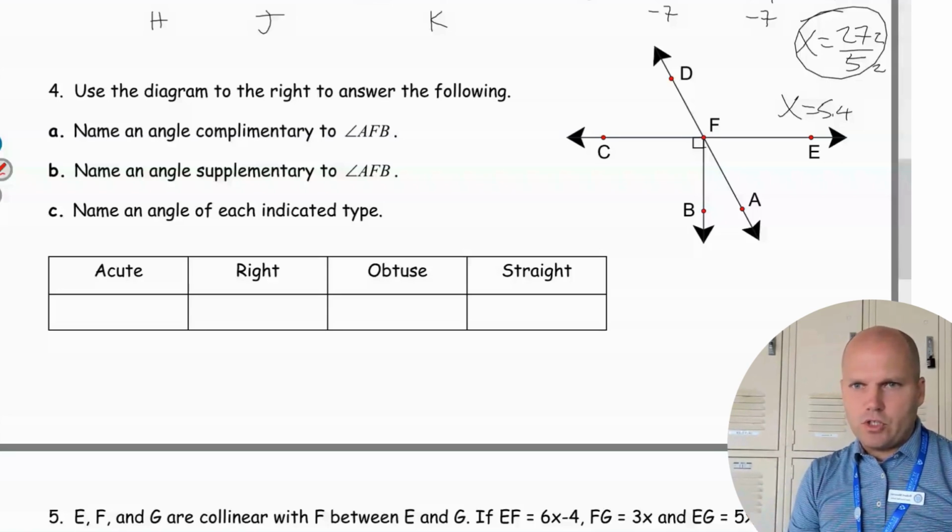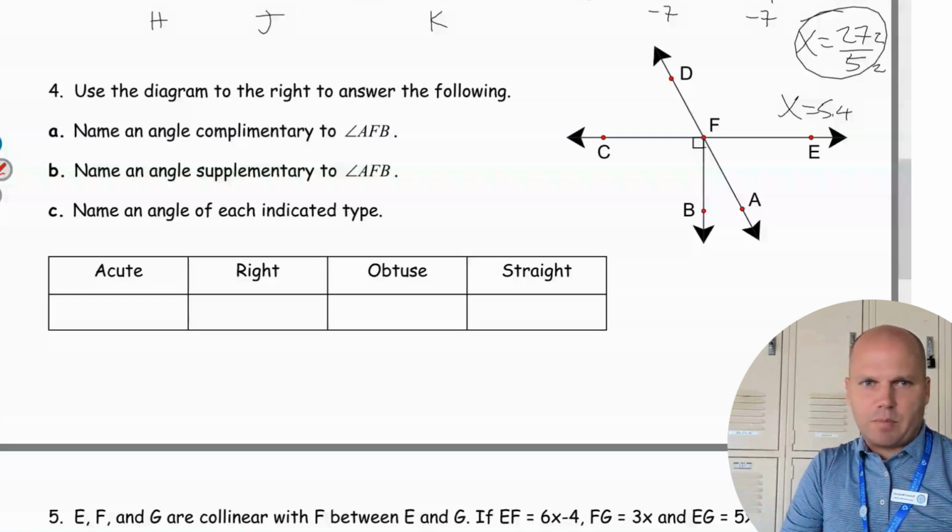We're told two adjacent angles. That means they're connected by this common segment or common ray, and they form a straight angle. What is the measure of the acute angle? Since they make a straight line, they must be supplementary. That means the first angle plus the second angle must add up to equal 180 degrees.